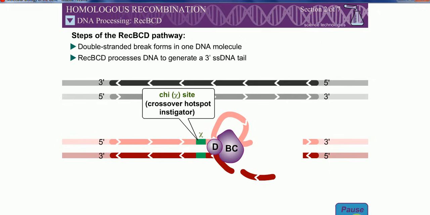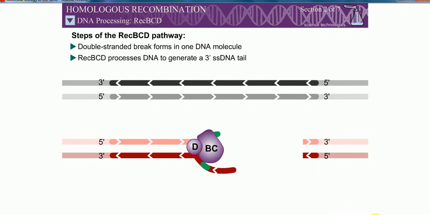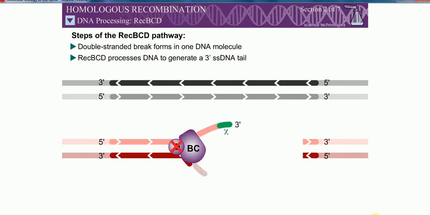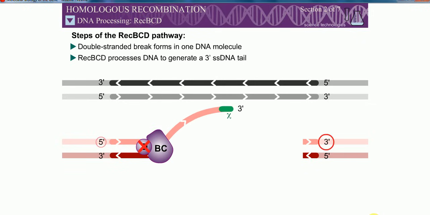E. coli DNA contains relatively frequent 8-nucleotide crossover hotspot instigator sequences, commonly referred to as chi sites. When RecBCD encounters a chi site, its nuclease activity is altered. The mechanism of this change is unclear, but appears to be associated with either the inactivation or loss of the RecD subunit. Beyond the chi site, RecBCD no longer cleaves DNA from 3' to 5'. However, the 5' to 3' nuclease activity of RecBCD increases. This results in a 3' single-stranded tail on the DNA, terminating in the chi sequence.